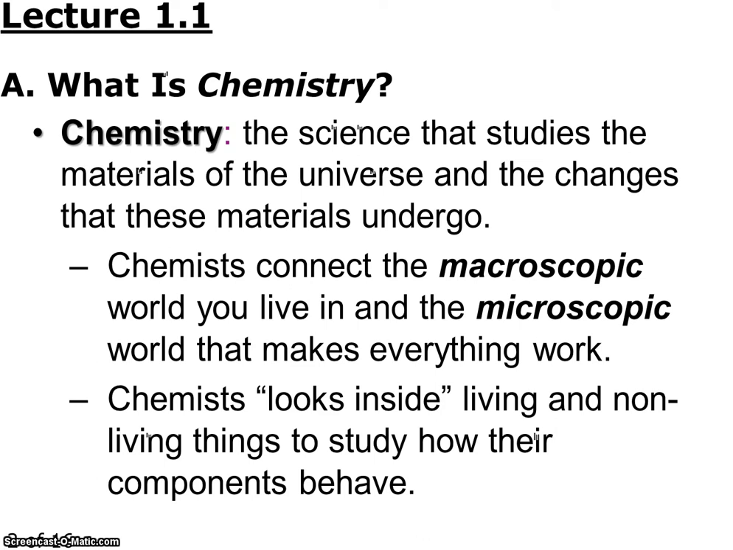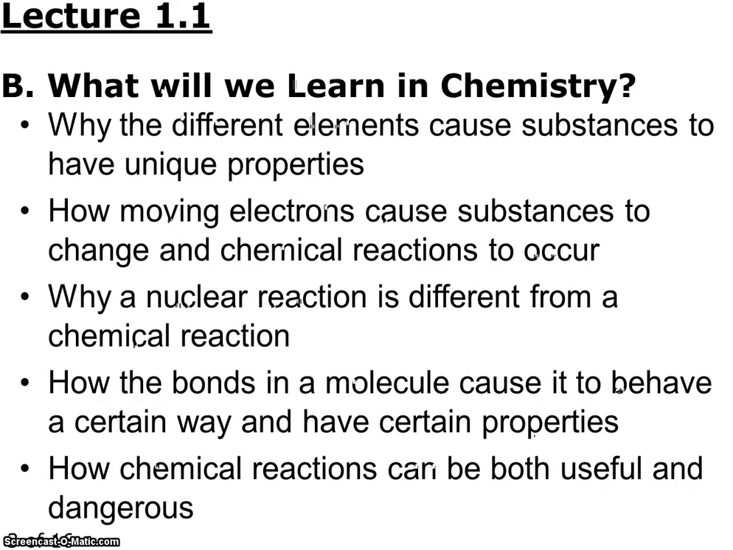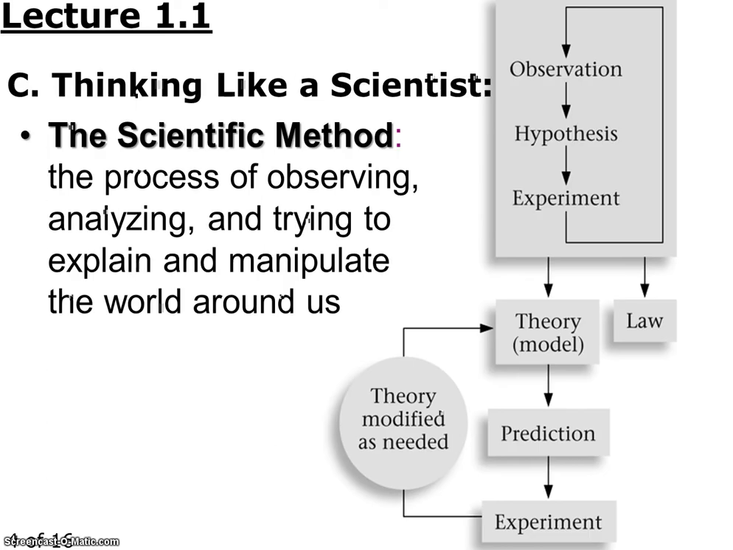Microscopic means on the level of elements and molecules and atoms, protons, electrons, and neutrons, and how they interact with each other. So chemists look inside of living and non-living things to study how their components behave. Here's a few examples of things that you will learn in your chemistry class, and each one of these shows a good example of how the macroscopic world is caused by changes in the microscopic world. We're going to focus most of this presentation on the scientific method and how to think like a scientist.